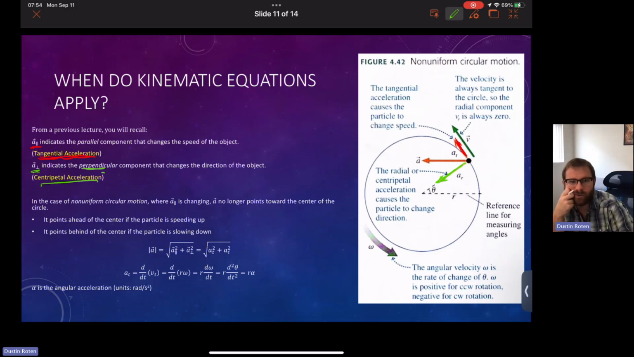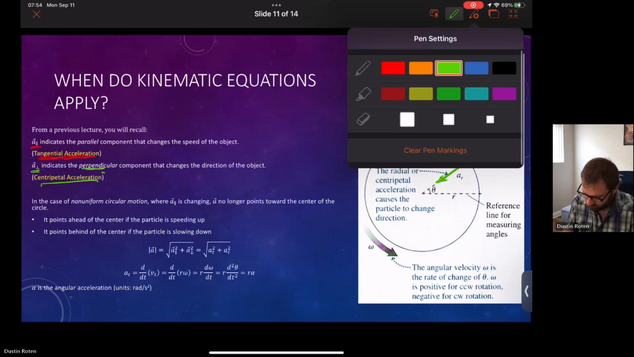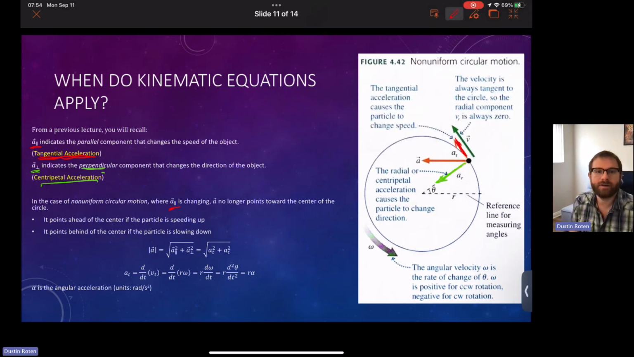So in the case of non-uniform motion, some weird stuff happens. Your acceleration parallel to the motion is changing, which means that your acceleration vector doesn't point toward the center of the circle anymore. I know it's kind of weird. If a particle is staying in the curve and speeding up, the acceleration points ahead of the center. And if it stays in the circle but is slowing down, it points behind.